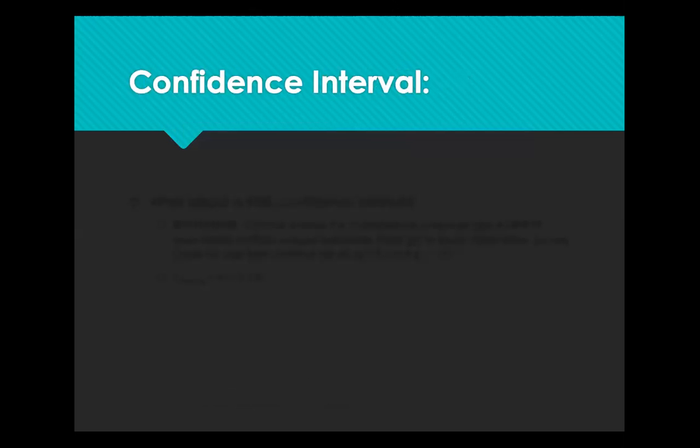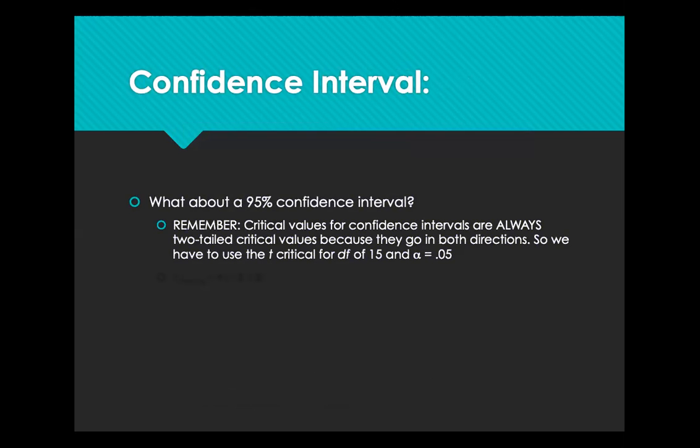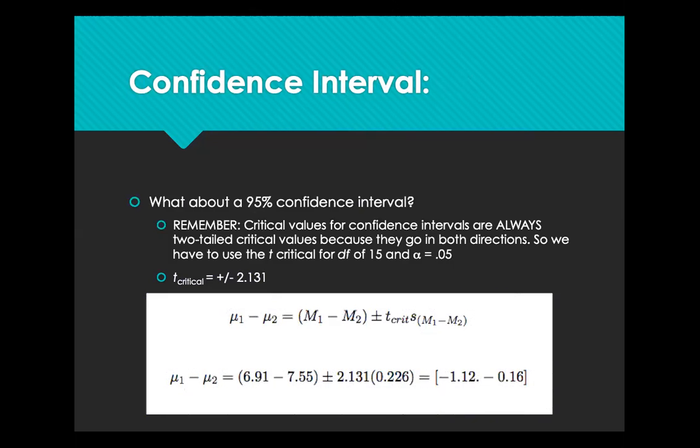And of course, we can also compute confidence intervals. So how about a 95% confidence interval? Remember, critical values when you're doing confidence intervals are always two-tailed, right? Because we want to create a range. And so you have to use a T critical value for degrees of freedom 15, alpha 0.05 in a two-tailed test. So the T critical for that is plus or minus 2.131. Plug our numbers into this formula.